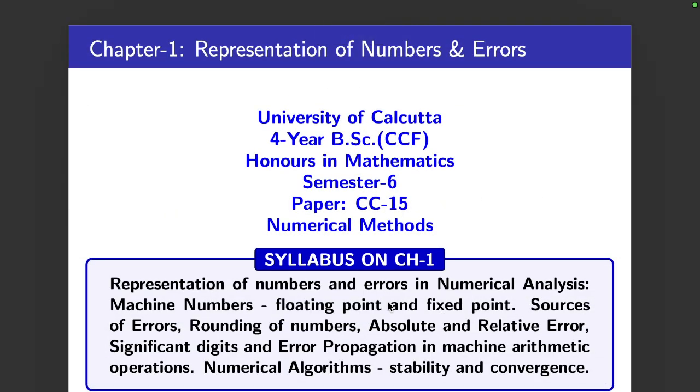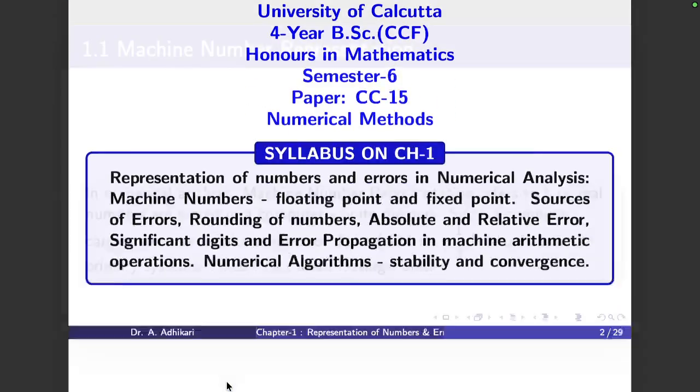The syllabus for this chapter 1: representation of numbers and errors in numerical analysis, machine numbers, floating point and fixed point, sources of errors, rounding of numbers, absolute and relative error, significant digits, and error propagation in machine arithmetic operations, numerical algorithms, stability and convergence.